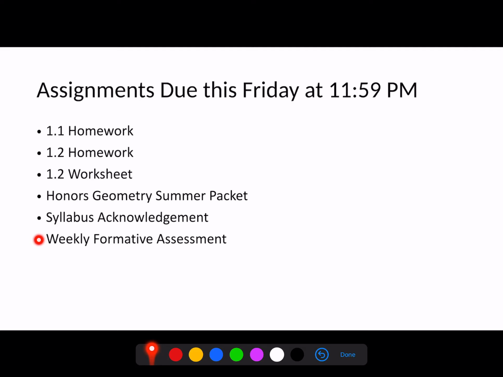And then lastly, you have a weekly formative assessment that needs to be done. This is so that I can see where you guys stand, and it'll also make sure that you guys are good to go. And it lets me check to see if I need to recover anything for you guys. So just please make sure that these are all finished for you guys.